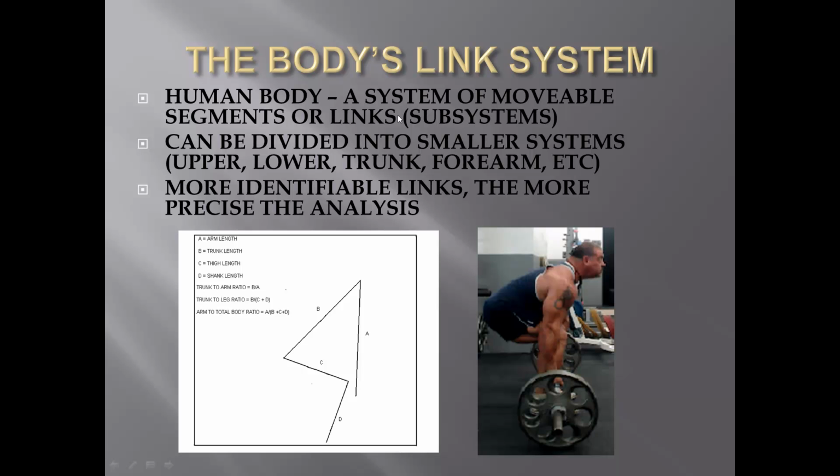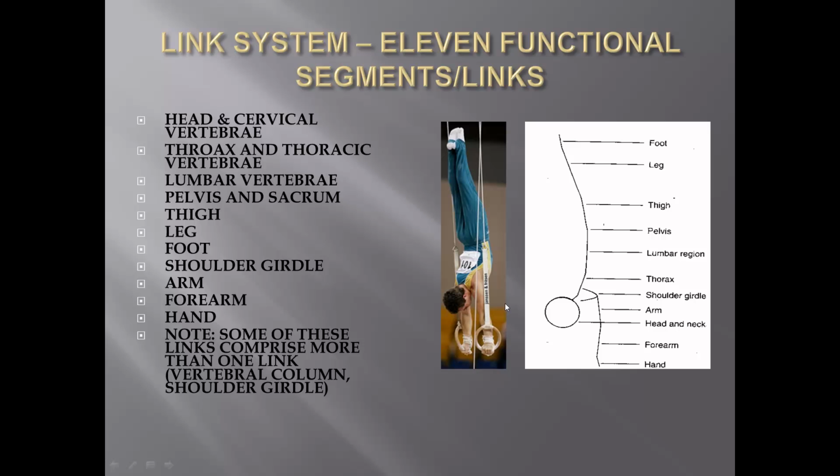Now, we also have to look at the body's link system. It's a system of movable links or segments, which we call subsystems. Remember, we looked at a whole body system, but we also have different subsystems in there. So let's look at that. We have 11 functional systems or links: the head and cervical vertebra, thorax and thoracic vertebra, the lumbar vertebra, pelvis and sacrum, thigh, leg, foot, shoulder girdle, arm, forearm, hand. And note, some of these links comprise more than one link, like the vertebral column or the shoulder girdle. But you can see here with the gymnast on the rings doing a handstand, you can see all the different systems that can be identified. So you have to know what those systems are, and also identify them when performing a qualitative analysis of any particular movement.